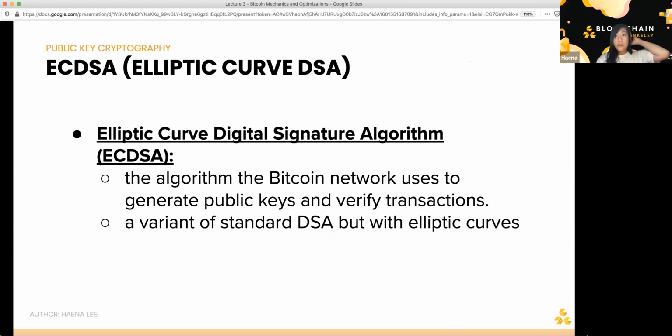All right, so the particular algorithm that Bitcoin uses to generate public keys and verify transactions as belonging to certain users is called the elliptic curve digital signature algorithm, or as we will call it from this slide onwards, ECDSA, because the actual name is really long. ECDSA is a variant of the standard digital signature algorithm, or DSA, but it includes an additional layer of calculations using elliptic curves.